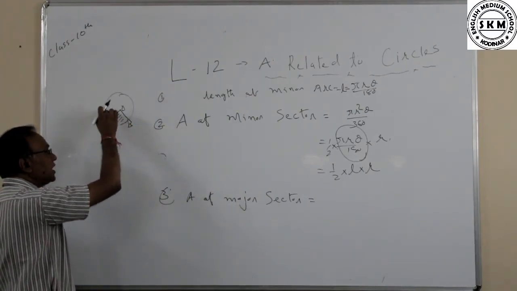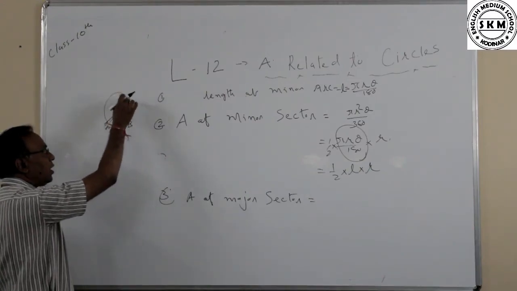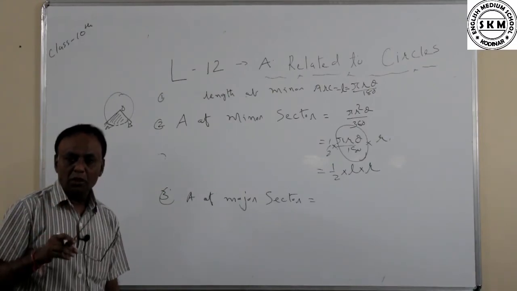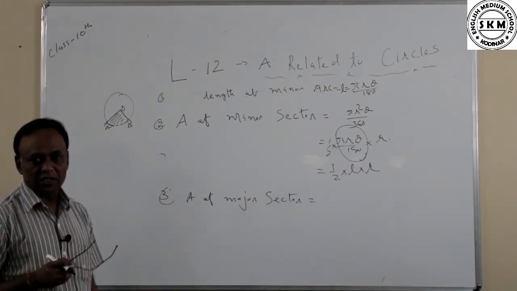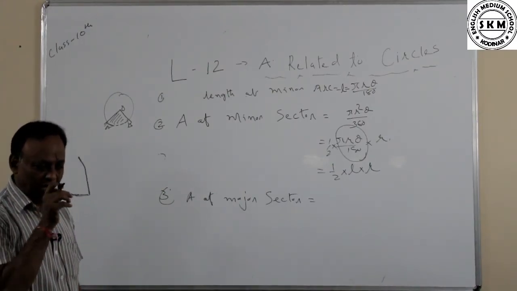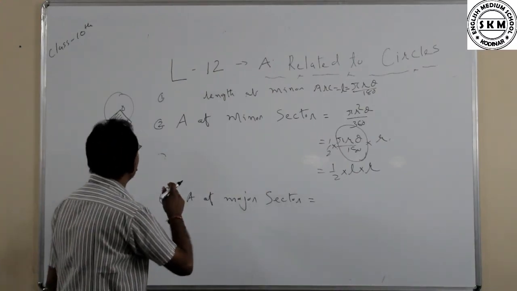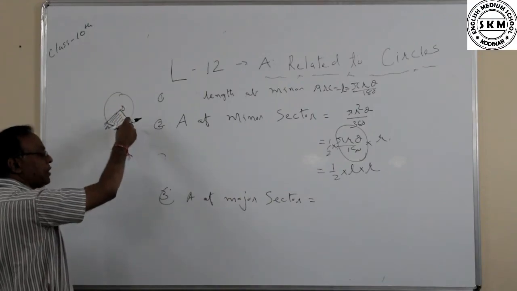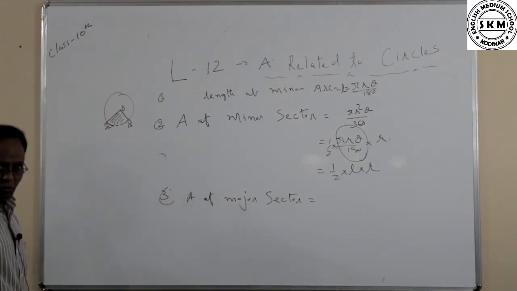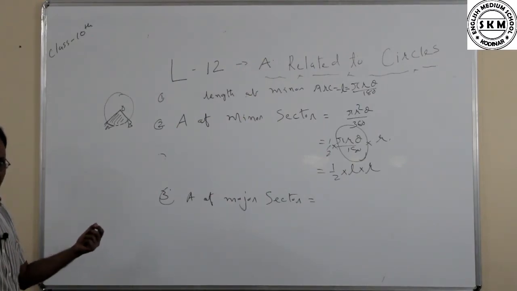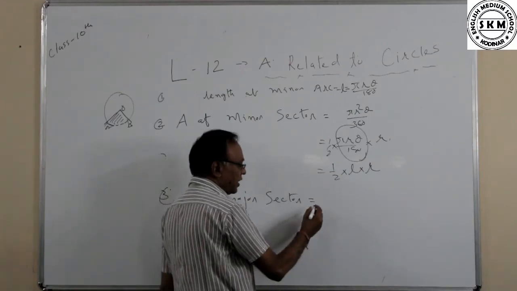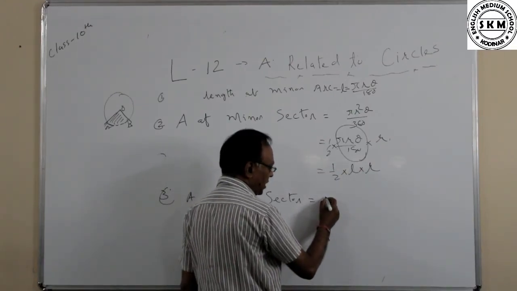So area of the circle, what is the formula of the area of the circle? Pi r square. Now we take the OAB, which means the minor sector, and we take the area of the minor sector. So we minus the area of the minor sector. So area of the major sector is equal to area of the circle.